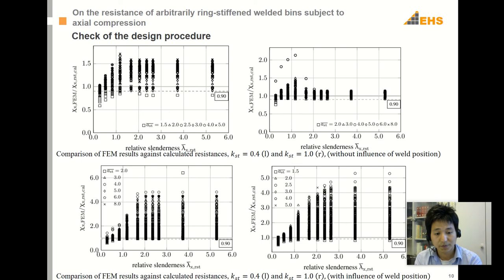So this simplified approach is not perfect, but we think it's suitable for practical ring-stiffened shell structures, and it's very easy to use. It can be calculated by hand.